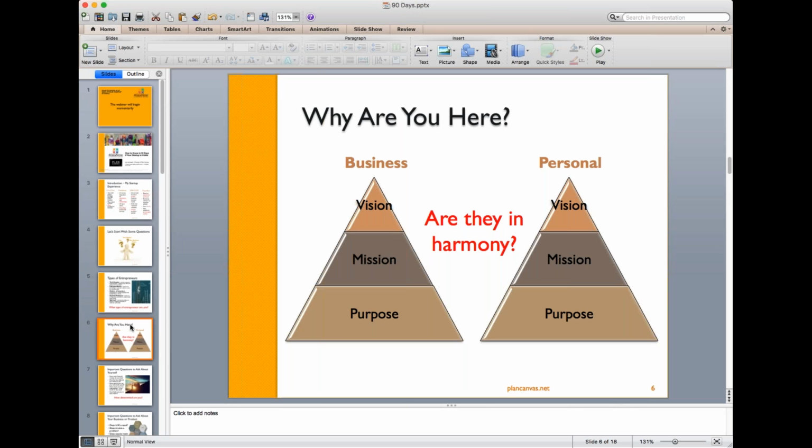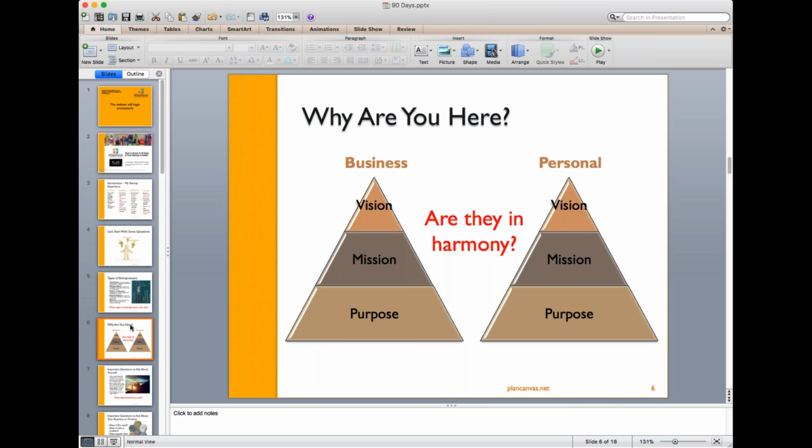Now, it's important to identify those things as foundational work for your business or business idea, but you also need to think about those things on your personal side, your personal life. And the importance here is that those two things have to align. They have to be in harmony.